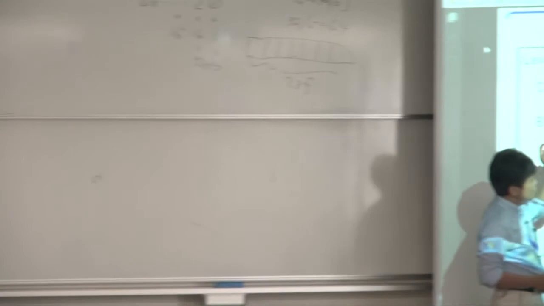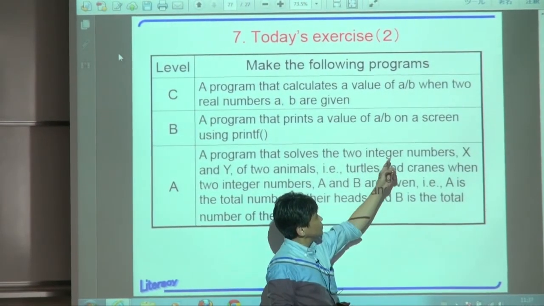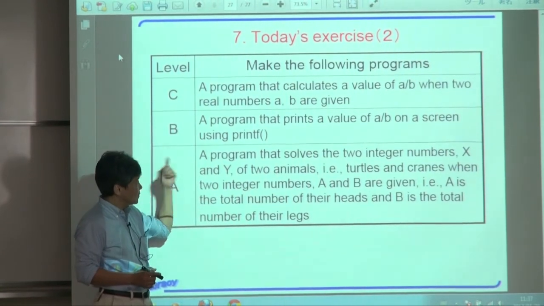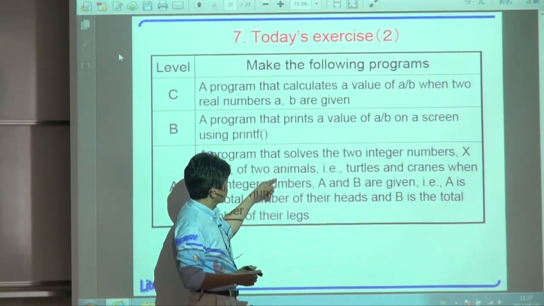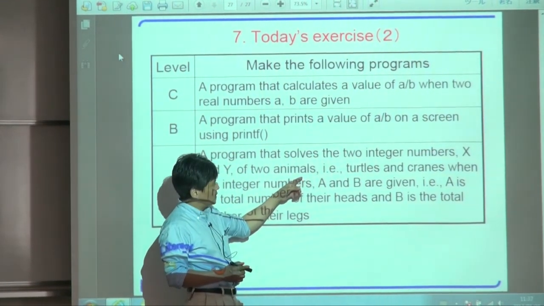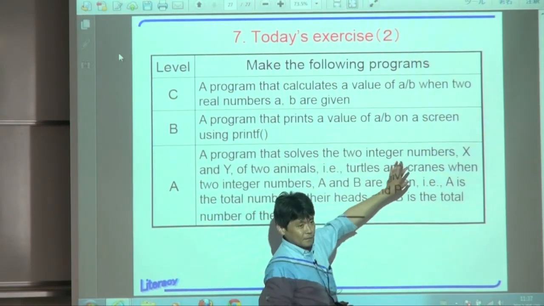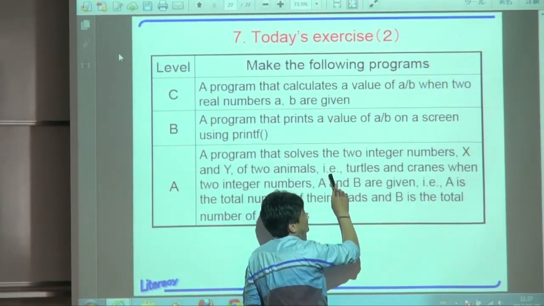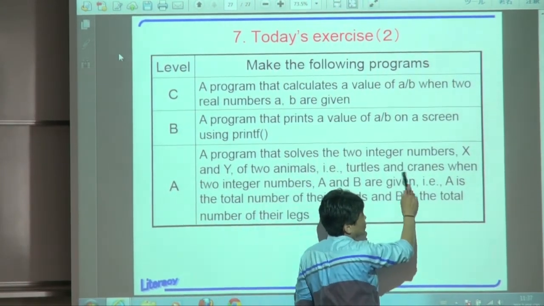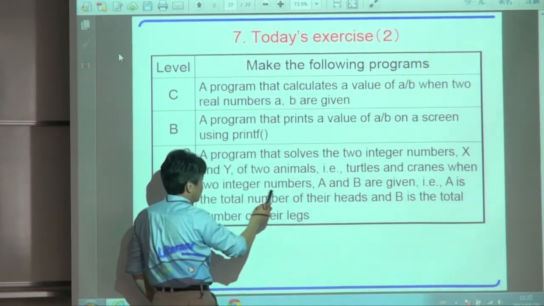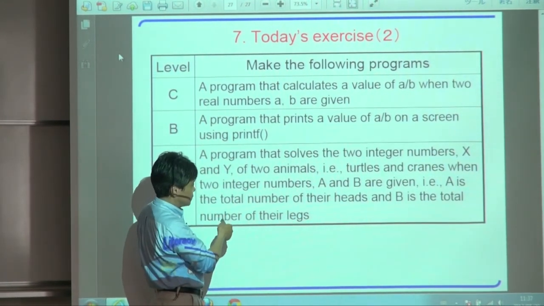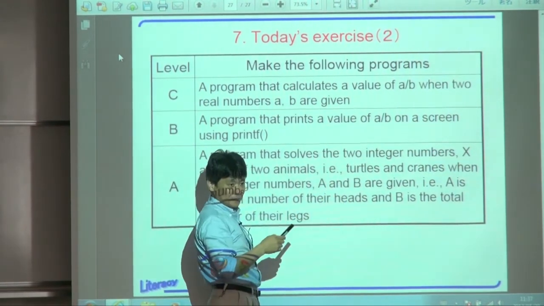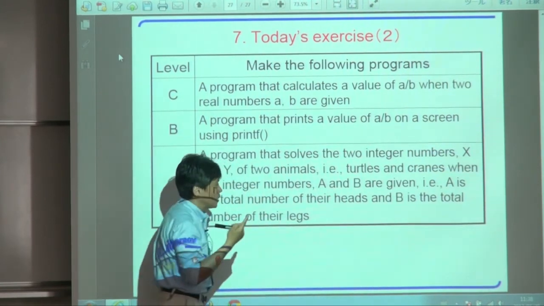So this program should calculate the two integer numbers of variables x and y. Okay, these variables are treated as the numbers of two animals, turtles and cranes. In this case, x is treated as the number of turtles, and y is treated as the number of cranes. Okay, and a turtle has four legs, and of course one head. And a crane has two legs and one head. Okay.